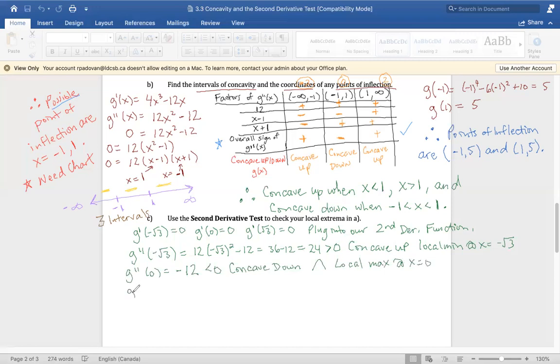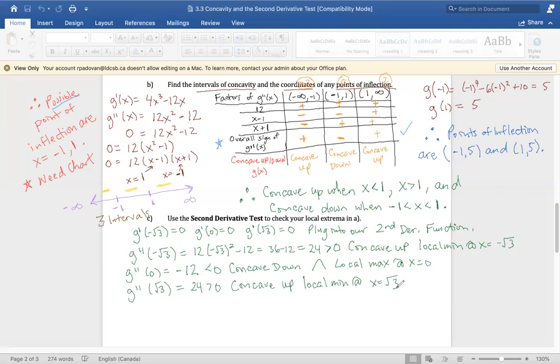And then for the final one, subbing in the positive square root of 3 into the second derivative equation, do the work, but you'll also get the answer of 24. So again, greater than 0. So I am concave up. In concave up, smiling, I would have a local min at that x value, at x equals positive square root of 3.